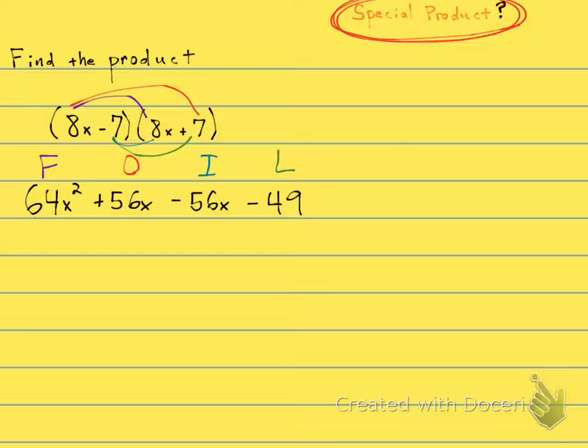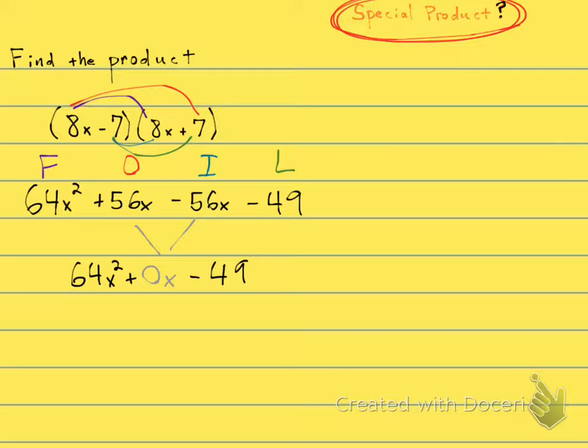Now every time we multiply two binomials, we're going to look for these middle two terms to combine. And in this case, what happens? We have a positive 56 minus 56, and 56 minus 56 is 0. So the middle term actually turns into 0x. It cancels out. Now we don't really need it, but I'm going to leave it there just to show my work. 64x squared plus 0x minus 49.